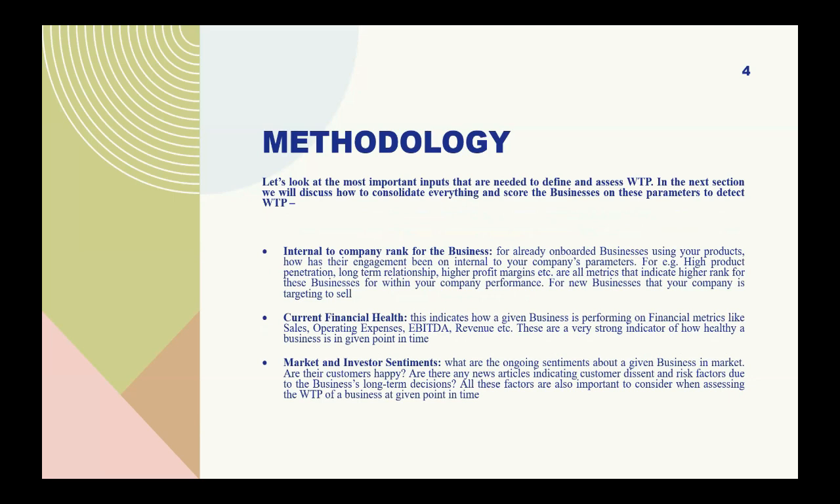The first metric that we'll go after is the internal to company rank. What it means by internal to company rank: let's say you own a business and you already have a list of 100 customers who are onboarded to your company, who have already purchased your products, who are using your products. But then you see higher engagement or more product penetration from only a certain set of customers as compared to the others. So in that way, internal to company rank becomes important, because for the already onboarded customers, you would want to understand whether they are well engaged or not.